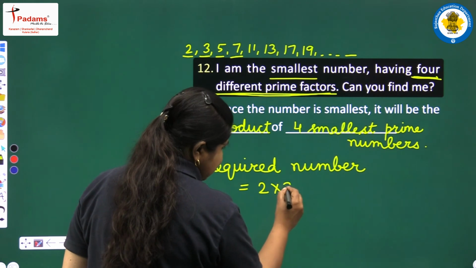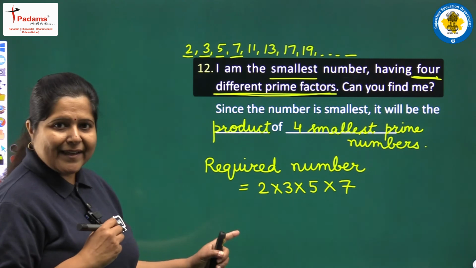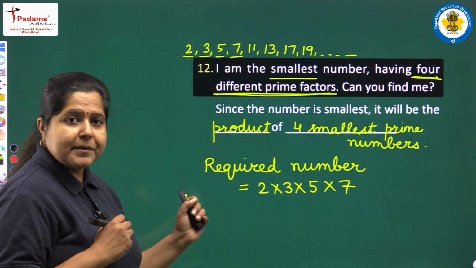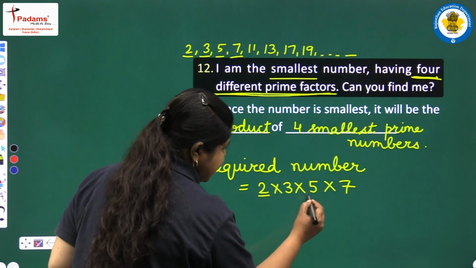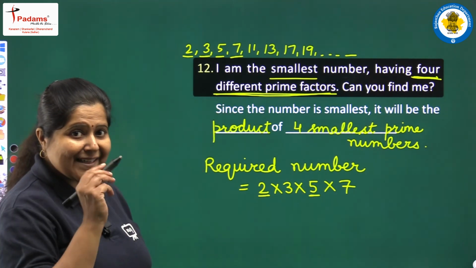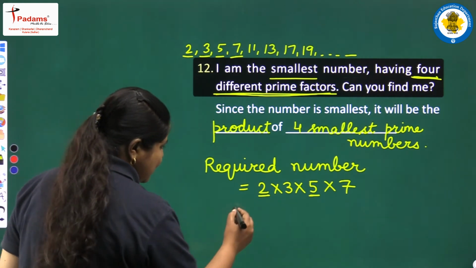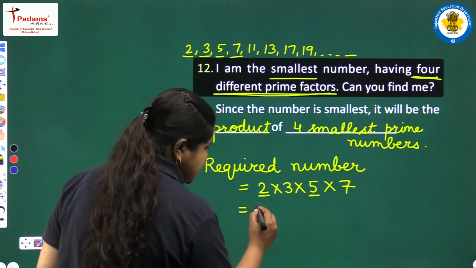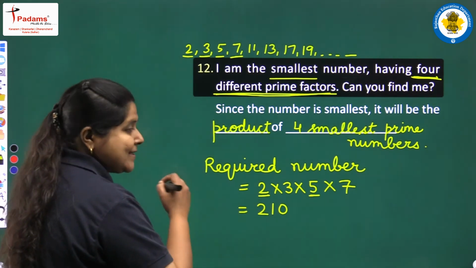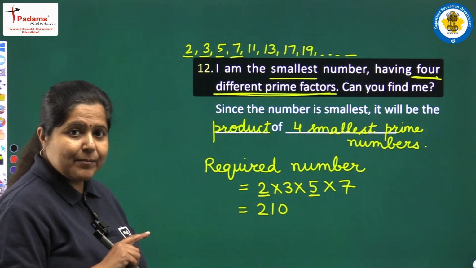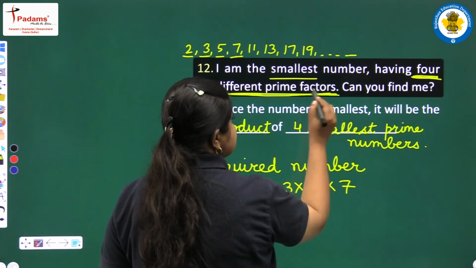2 into 3 into 5 into 7. Okay, these are the smallest 4 different prime numbers. Now how to multiply? We can multiply 2 and 5 together, because then we will get a 0 at the end. Just recall the properties of whole numbers. Now 3 7s are 21, and into 10 it will be 210. So this is the number which is the smallest number formed by multiplying 4 different prime factors.